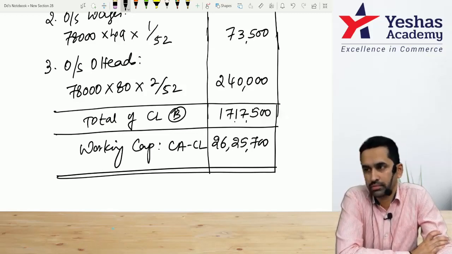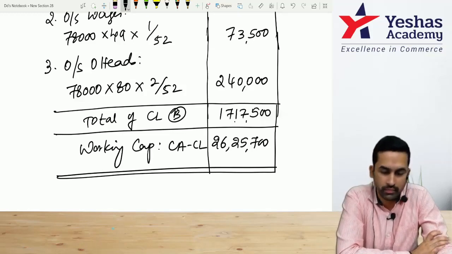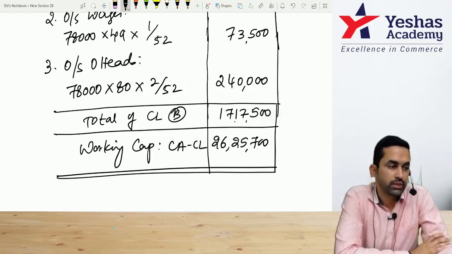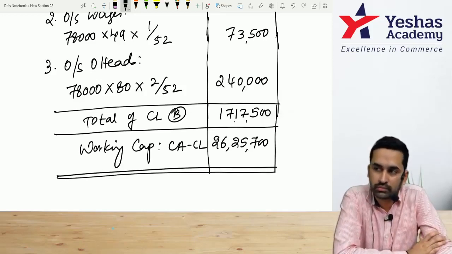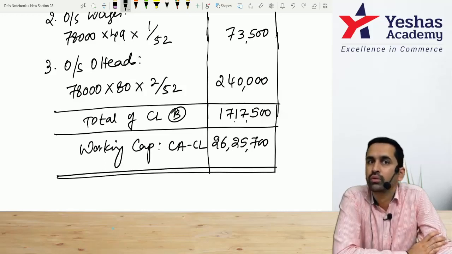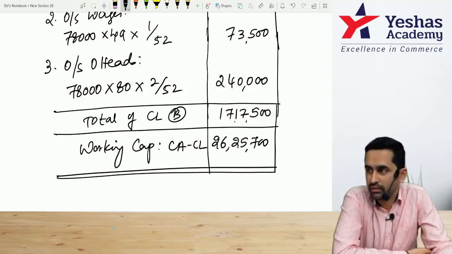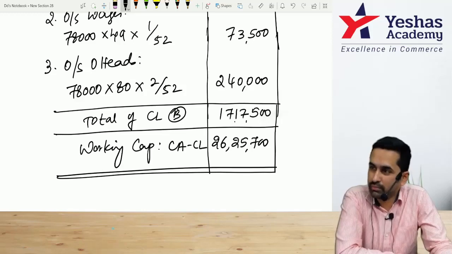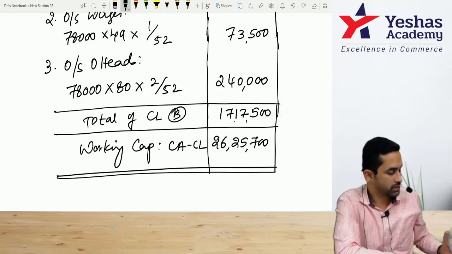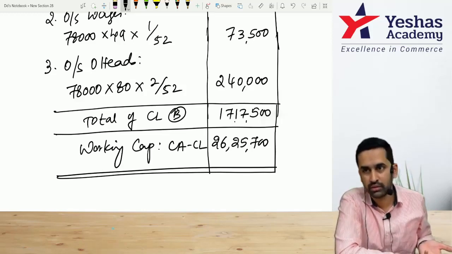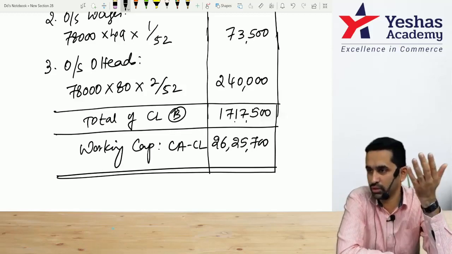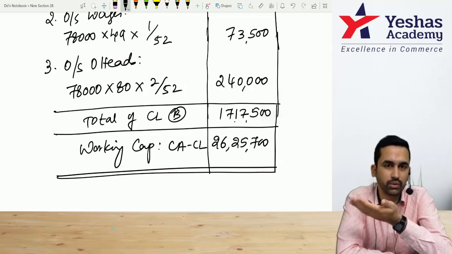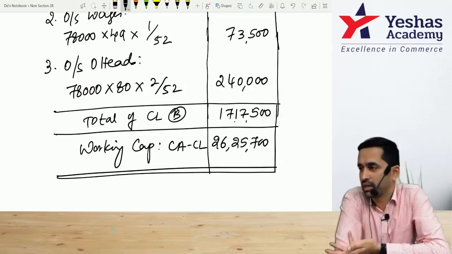Some logical doubts. First doubt, answer. Is it good if this 2625 becomes 36, 46, 56? No. Why no? More money will have to be blocked to do the same business. Understand, my number of units 78,000 won't change. If I collect very late from my customers, debtor number will go up. If debtor number goes up, current asset goes up. If current asset goes up, working capital goes up.